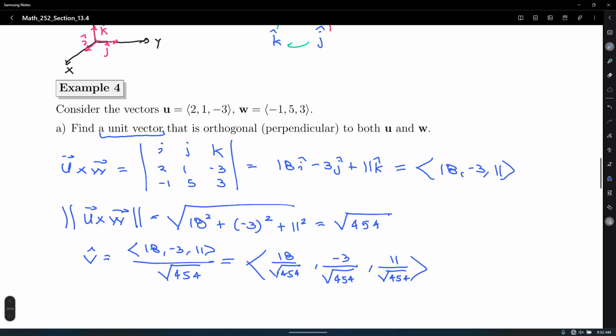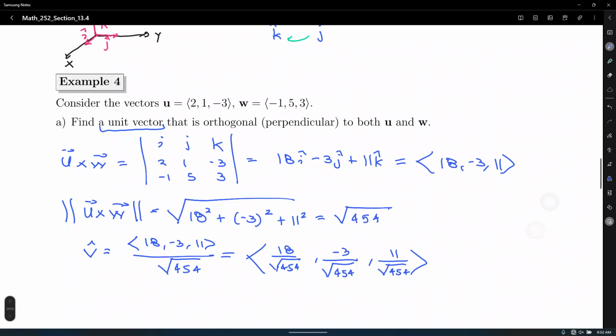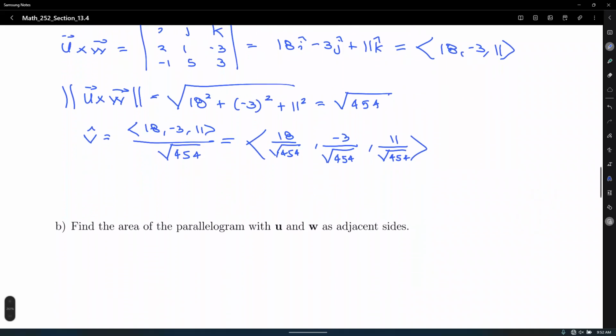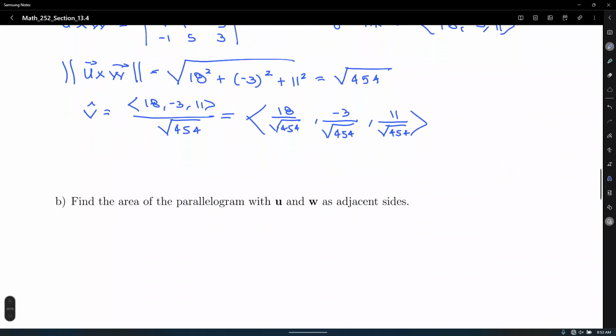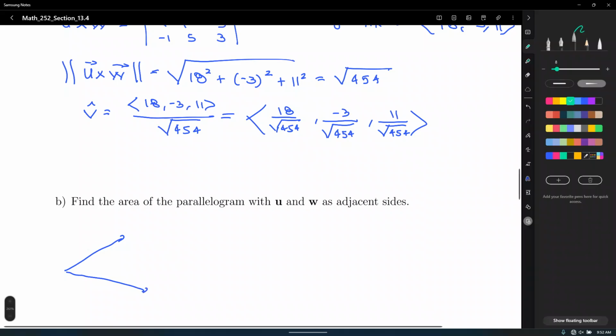So there's a part B. Find the area of the parallelogram created by, or spanned by, the vectors U and W as adjacent sides. Of course, I'm not going to plot the vectors in space. I'm just going to do a representation. So this is going to create the following parallelogram, right? So they're asking us to find the area of the parallelogram.